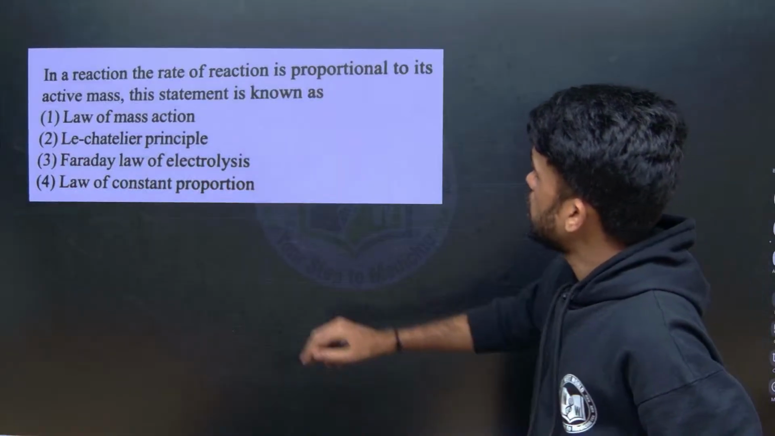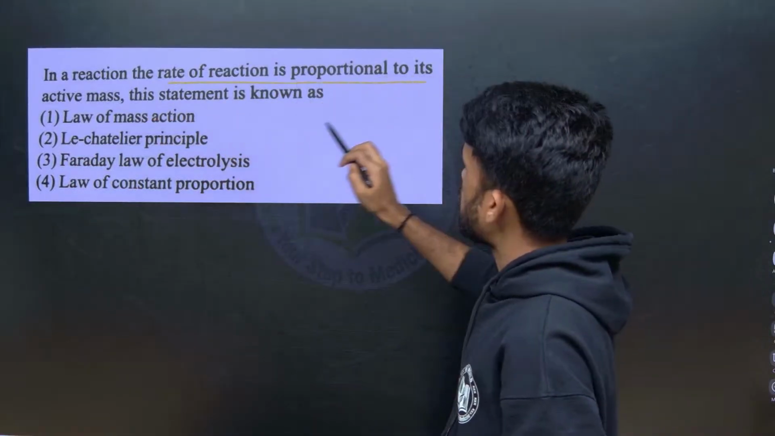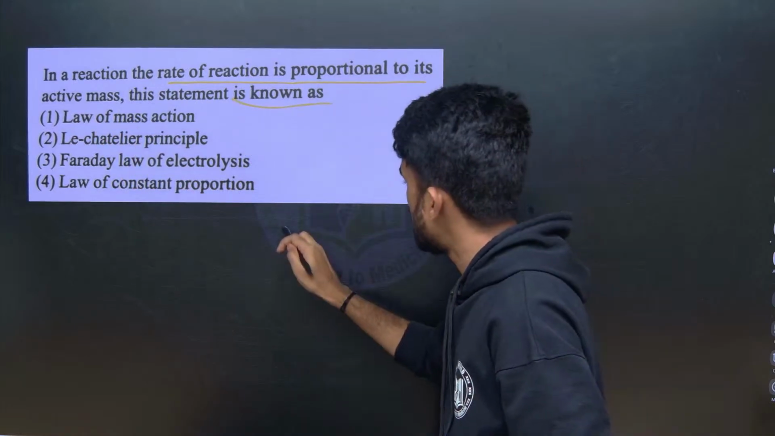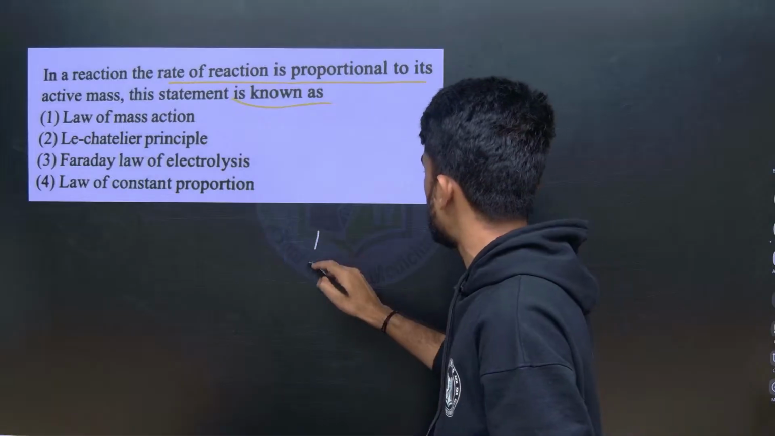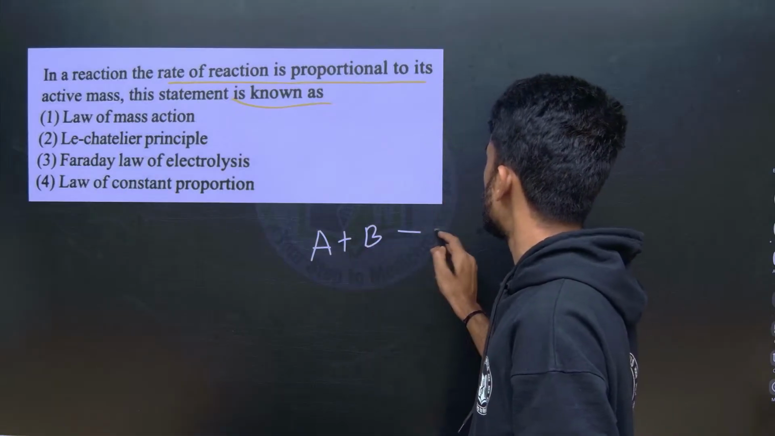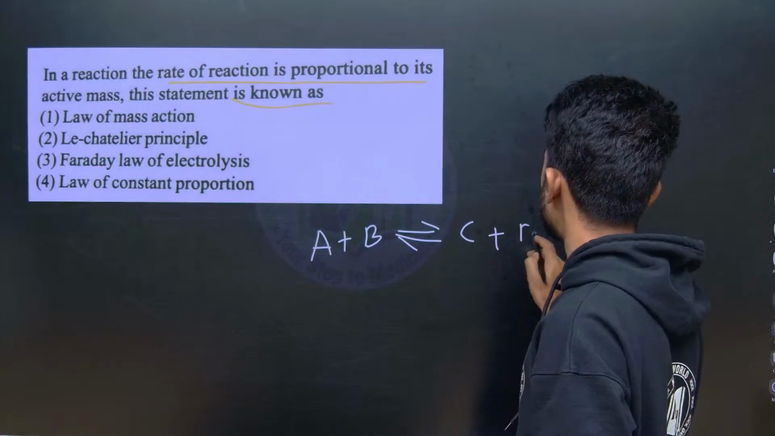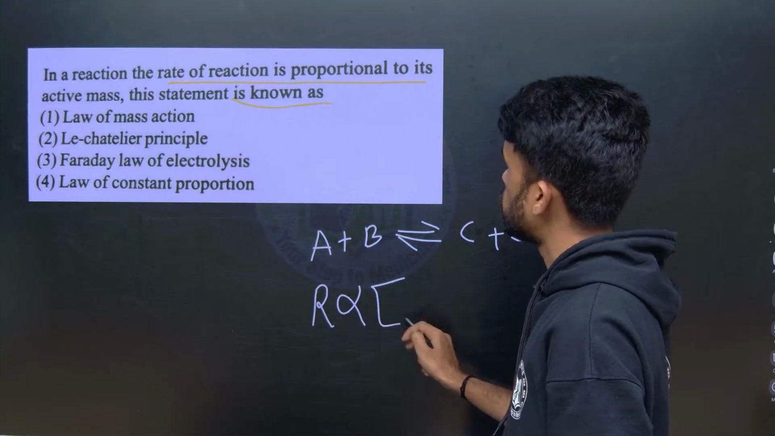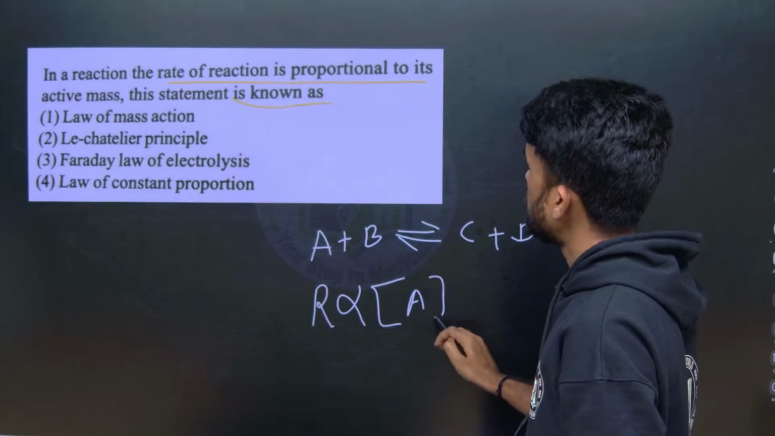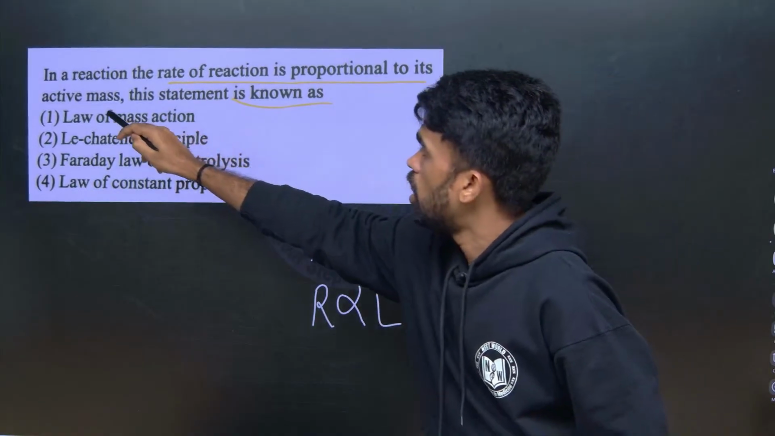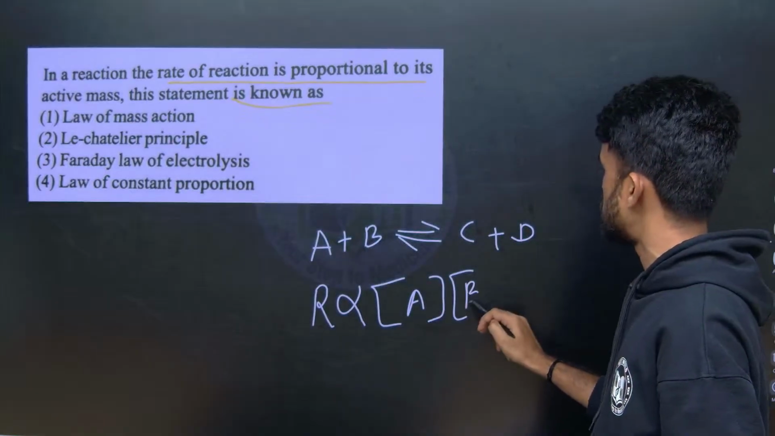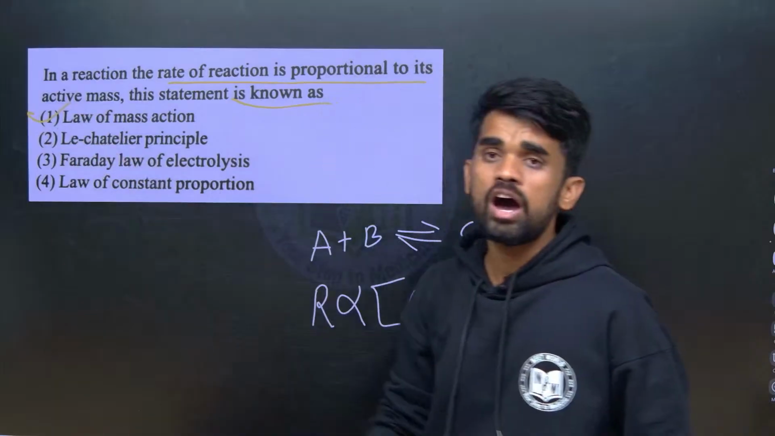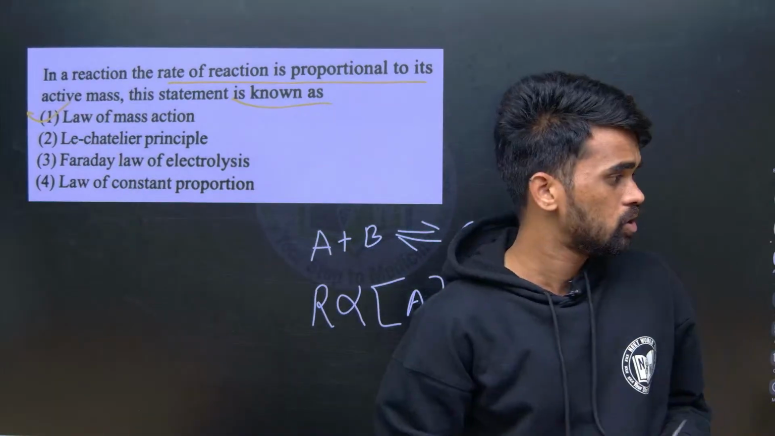Then next, in the reaction, the rate of reaction is proportional to active mass. What is this statement known as? In the reaction, let us say A plus B giving rise to C plus D, I am writing, this is an equilibrium reaction. So they are saying the rate of reaction is proportional to the active masses of the reactants. That is nothing but the law of active mass. So this is what we have learned, right?